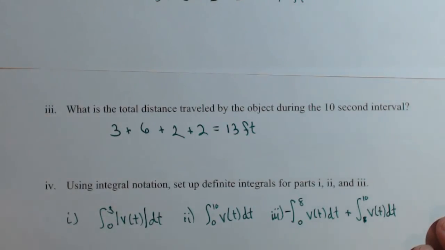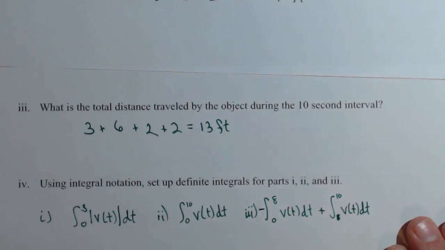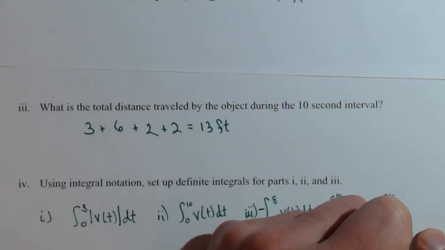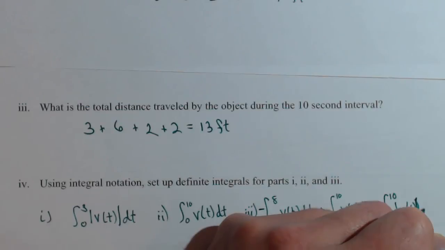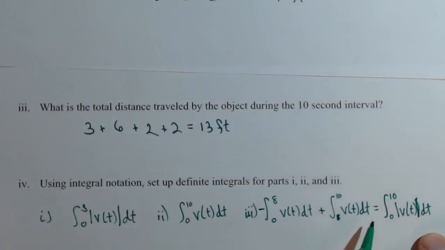dt. If we wanted to write that in a single integral, we could actually do the integral from 0 to 10 of the absolute value of v of t dt. Either way would be fine for writing this up as a definite integral.